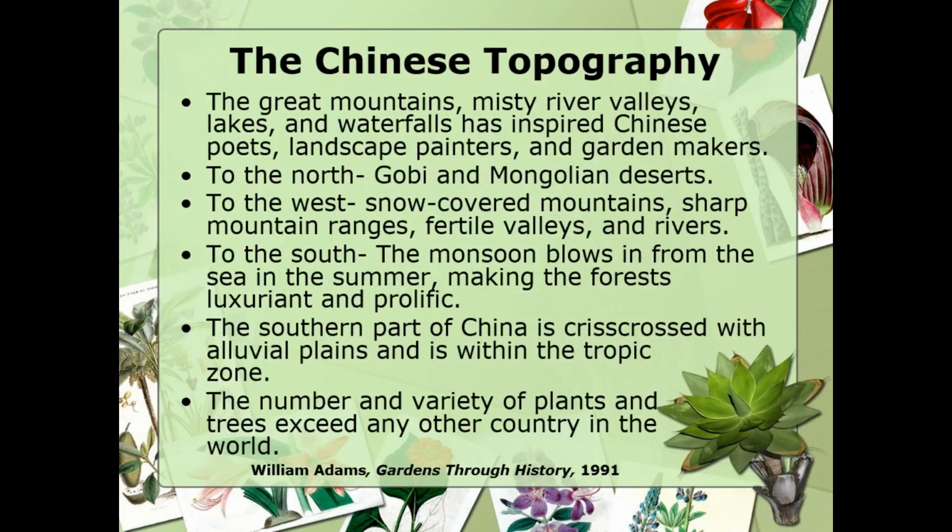The great mountains, misty river valleys, lakes, and waterfalls have inspired Chinese poets, landscape painters, and garden makers. To the north, the Gobi and Mongolian deserts; to the west, snow-covered mountains, sharp mountain ranges, fertile river valleys and rivers. To the south, the monsoon blows in from the sea in the summer, making the forest luxuriant and prolific. The southern part of China is crisscrossed with alluvial plains and is within the tropic zone. The number and variety of plants and trees exceed any other country in the world.